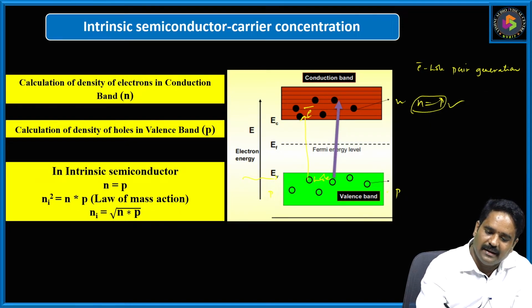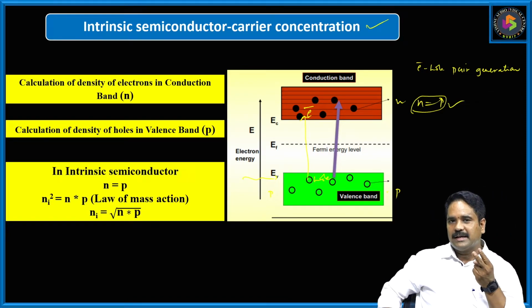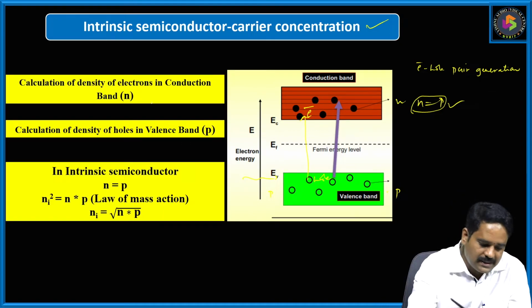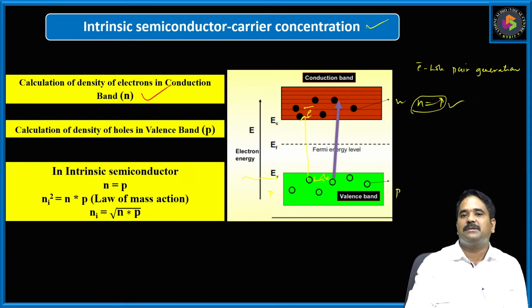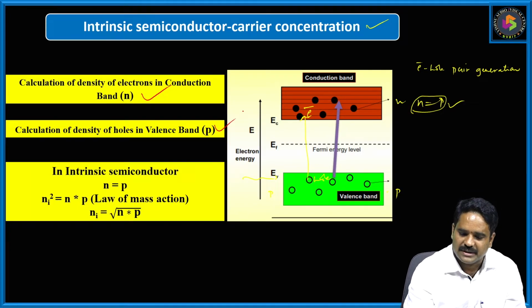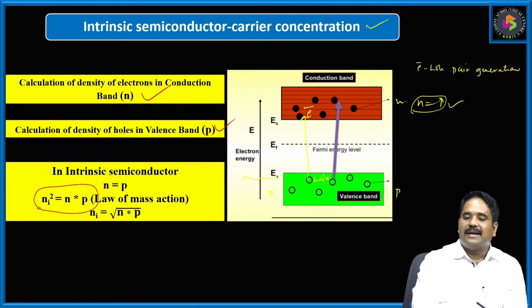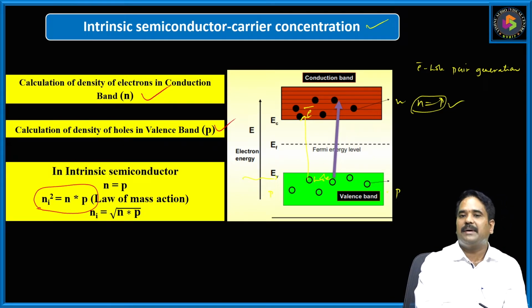From this, we will calculate the carrier concentration of intrinsic semiconductor, which means to derive the carrier concentration of intrinsic semiconductor, two derivations are mandatory. We have to derive two expressions. One expression for density of electrons in the conduction band. The second expression is for density of holes in the valence band, and using the law of mass action, ni square is equal to n into p, we will derive the expression for carrier concentration of intrinsic semiconductor. So first let us start the first derivation, that is density of electrons in the conduction band.